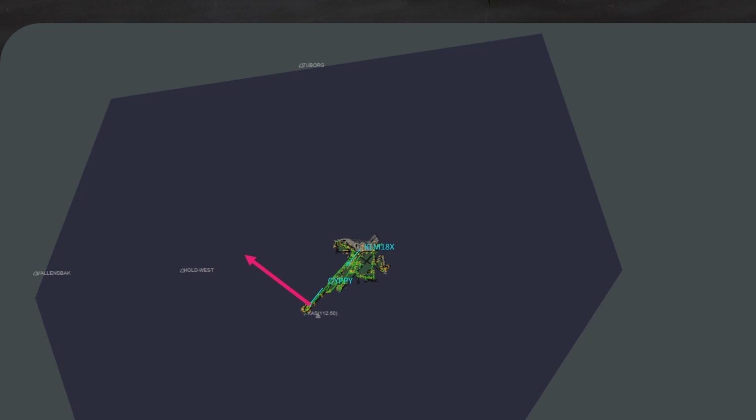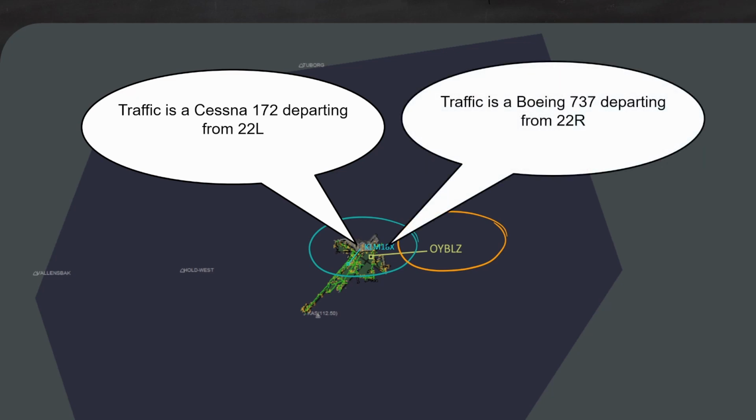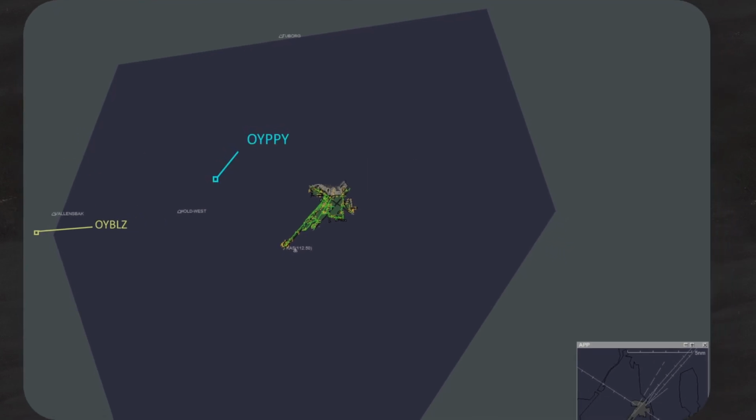Another case, which is quite common, is on 22 right, 22 left in Copenhagen, or 04 left, 04 right for that matter. Often there is a VFR doing touch and goes on 22 left, while an IFR is departing on 22 right. That's a good time to give information to keep everyone up to date. KLM 1 X-ray, traffic information is a Cessna 172 departing from 22 left. Oscar Yankee Bravo Lima Zulu, traffic is a 737 departing from runway 22 right. Good, now they know.